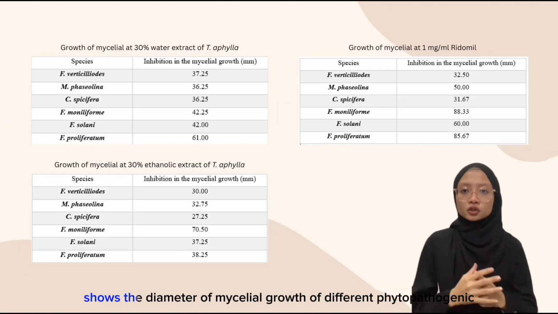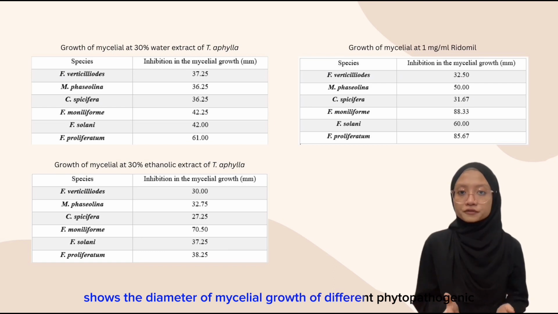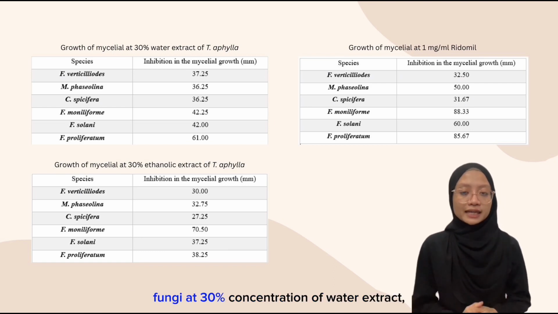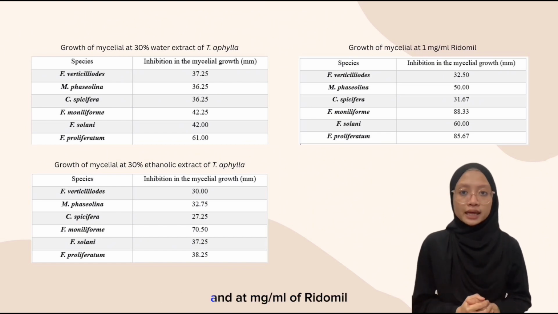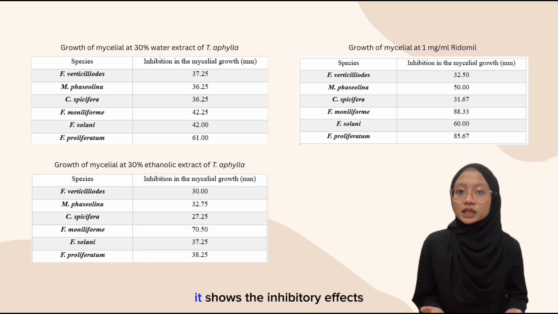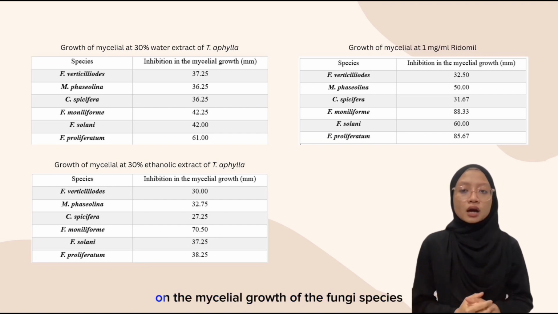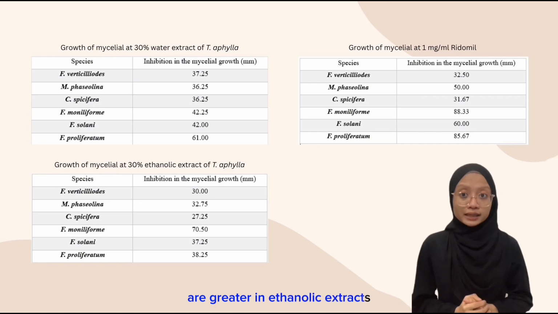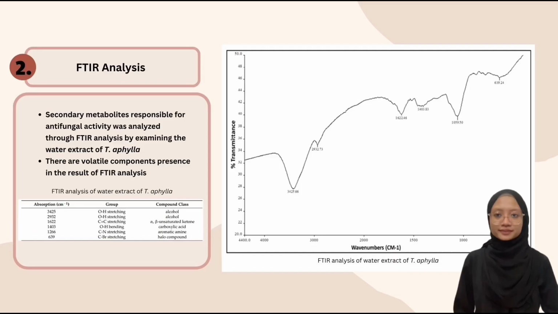Tables here show the diameter of mycelial growth of different phytopathogenic fungi at 30% concentration of water extract, ethanolic extract, and at 1 mg per ml of Ridomil. From the result, it shows the inhibitory effects on the mycelial growth of the fungal species are greater in ethanolic extracts compared to water extracts.